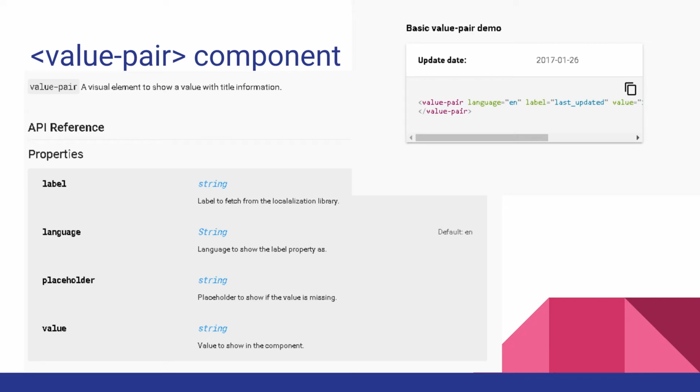So this is my component, the value pair component. It's very impressive. It shows a title, and it shows some value for that title or label. And it has localization support, so I will add a language to it, label, and so on. And this demo you have here, you get for free with Polymer. So you get a demo page where you can show off your element and show different sides of it and how it works. And you also get an API reference for free. Just add some extra comments to your code, and you have this API reference for free, which is very nifty.